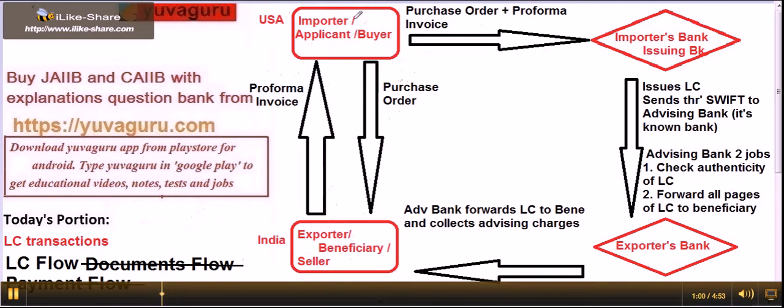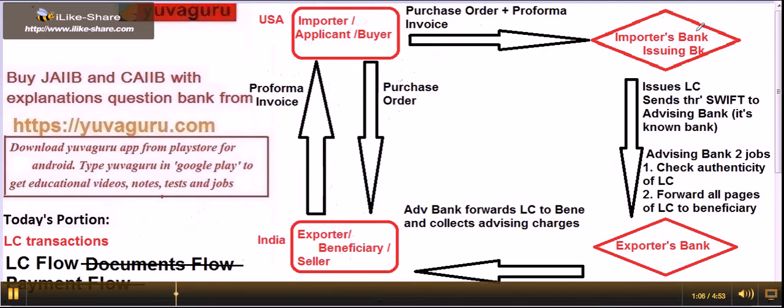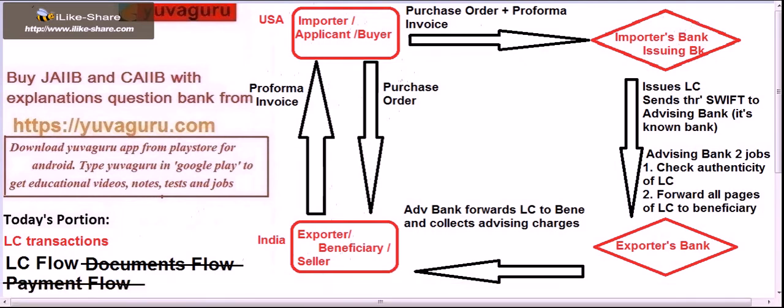So what does this buyer do now? He goes to his bank. This bank is called the issuing bank or importer's bank, and he tells them, these are the documents available and I have to prepare an LC. Now why is LC required? Because if this seller from India sells the goods and payment is not received, then what will he do? That's why, to get the surety of payment, LC is required.